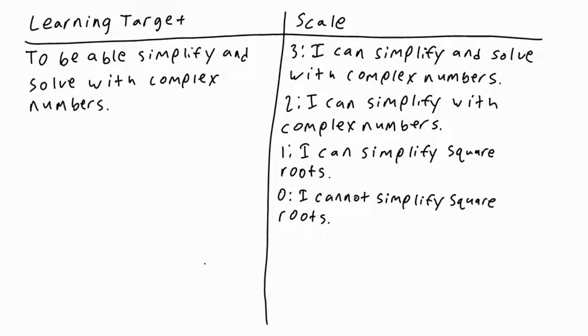The learning target for today is to be able to simplify and solve with complex numbers. For the scale, you're a 3 if you can simplify and solve with complex numbers. You're a 2 if you can simplify with complex numbers. You're a 1 if you can simplify square roots, which we've done before. And you're a 0 if you cannot simplify square roots. Let's get started.